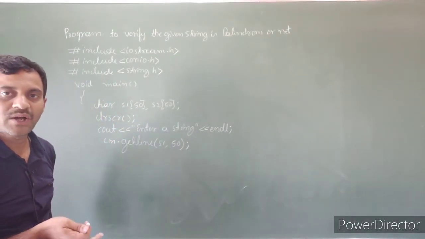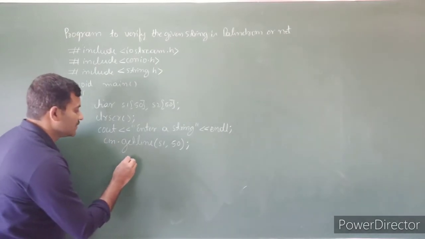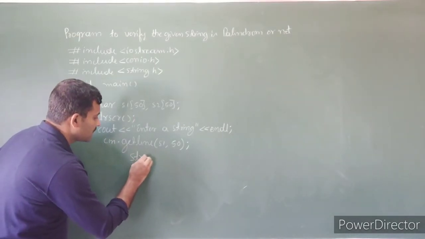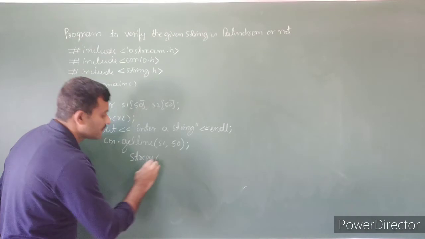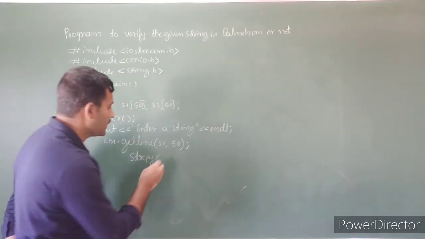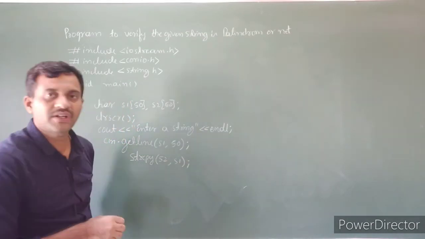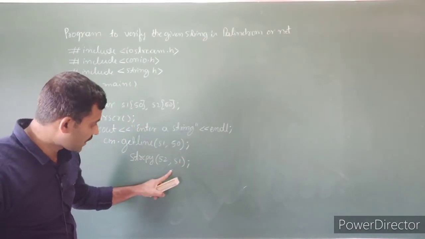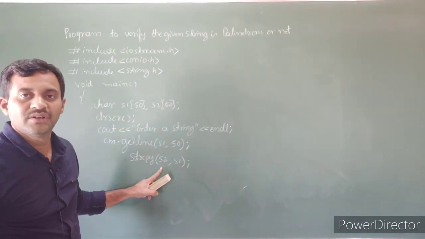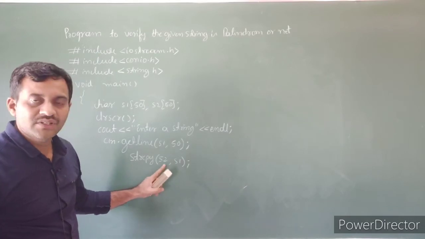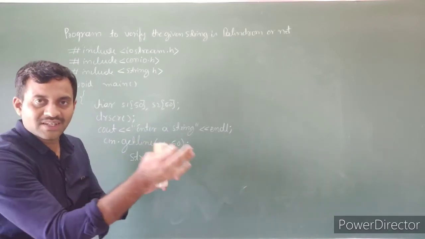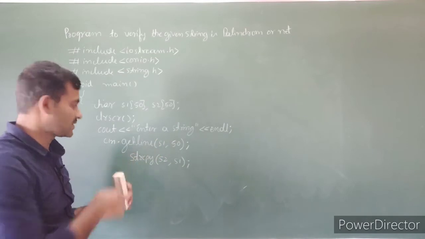After reading the string, we have to copy. How to copy? Using the function strcpy of s2 comma s1. Why is it s2 comma s1? The content of s1 is copied to s2. So first we write s2, then s1, because the second string is copied to the first string.